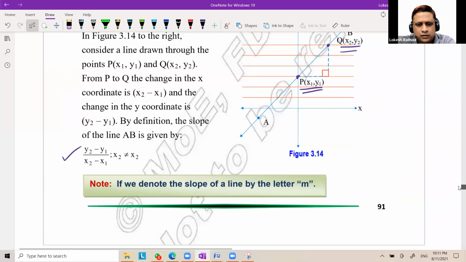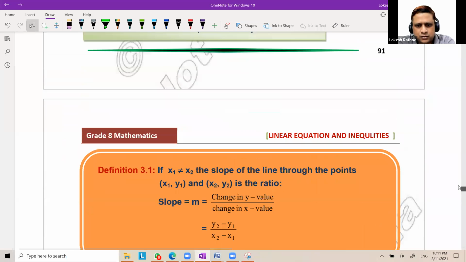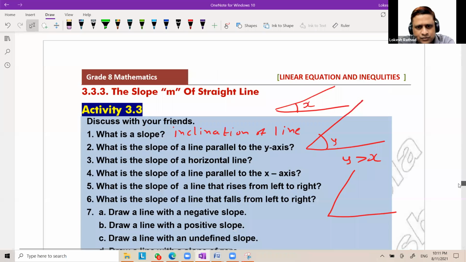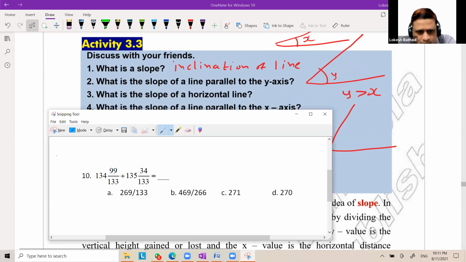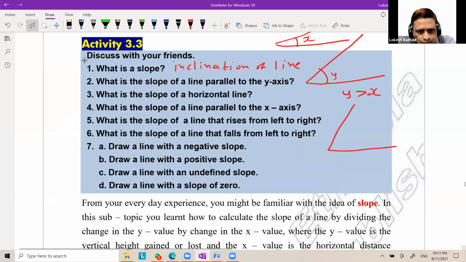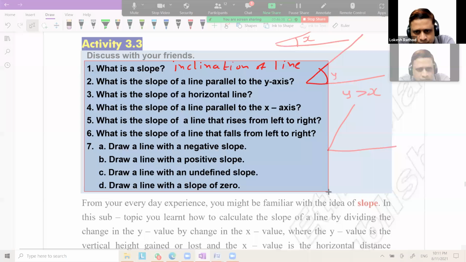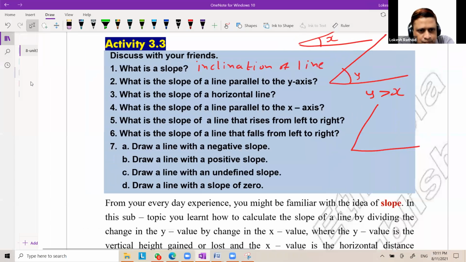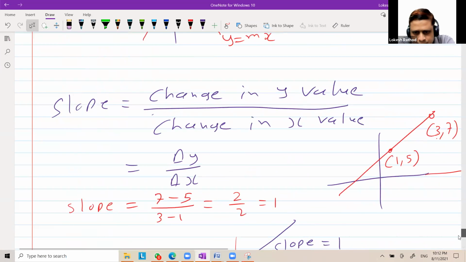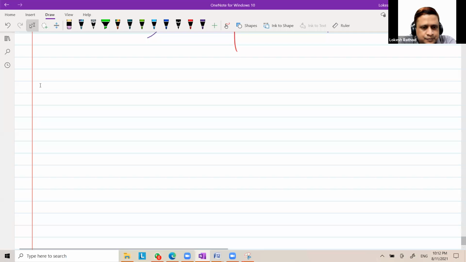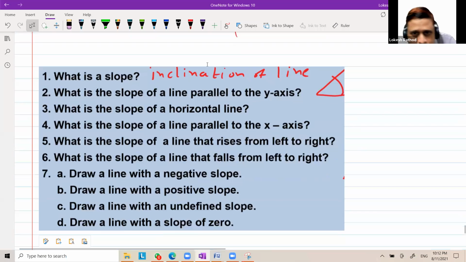Now we can do this question. So let's do it on another page. First, what is slope that we have discussed? Inclination of a line.